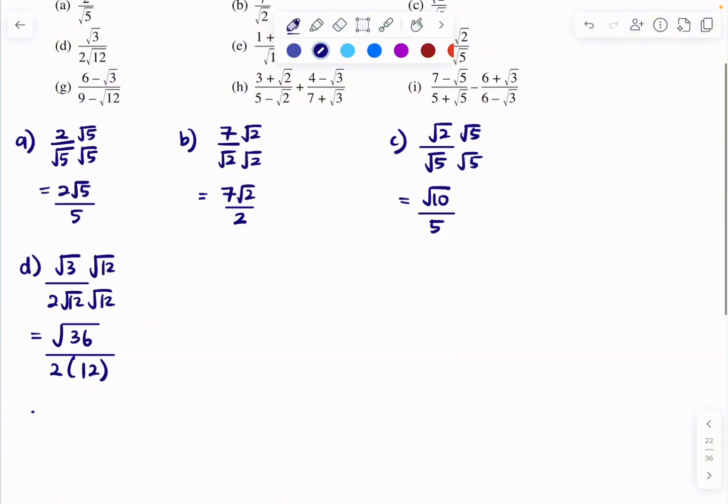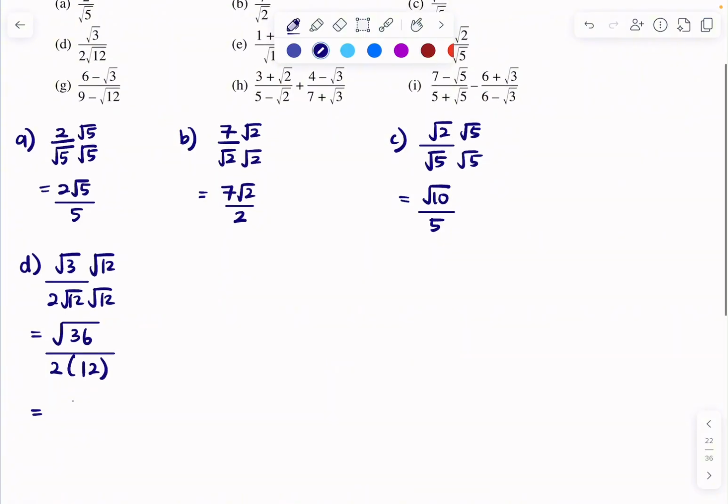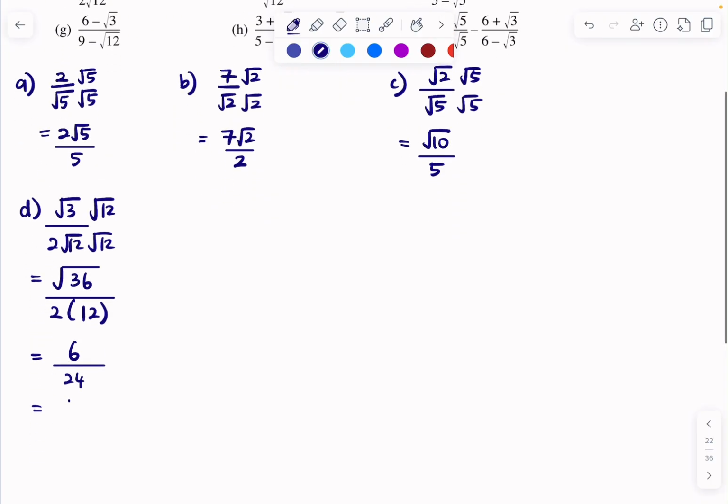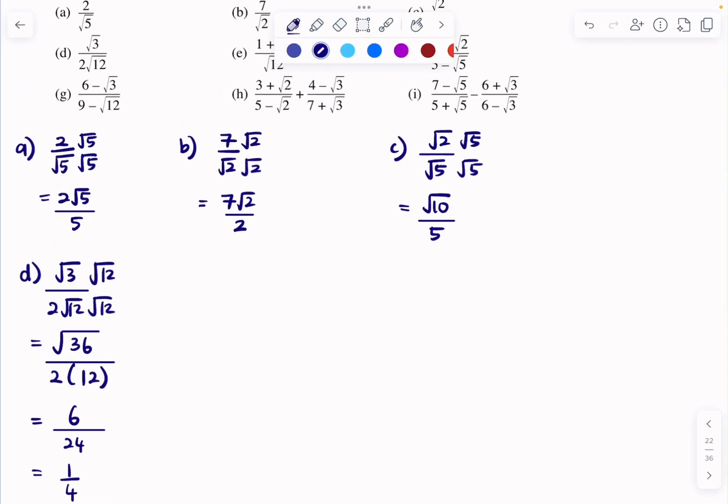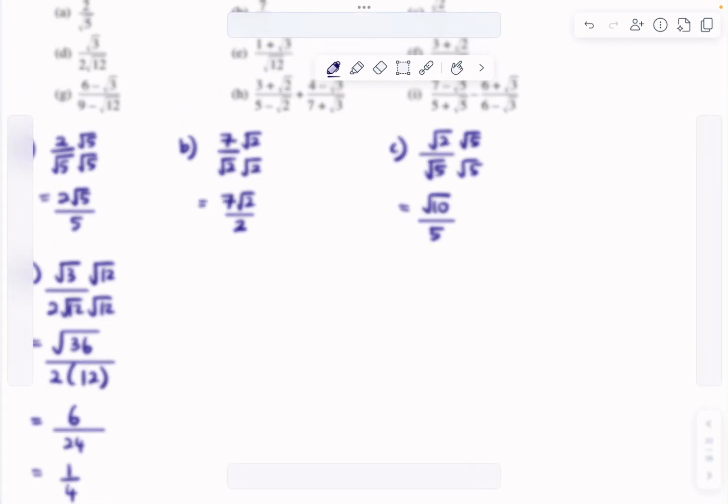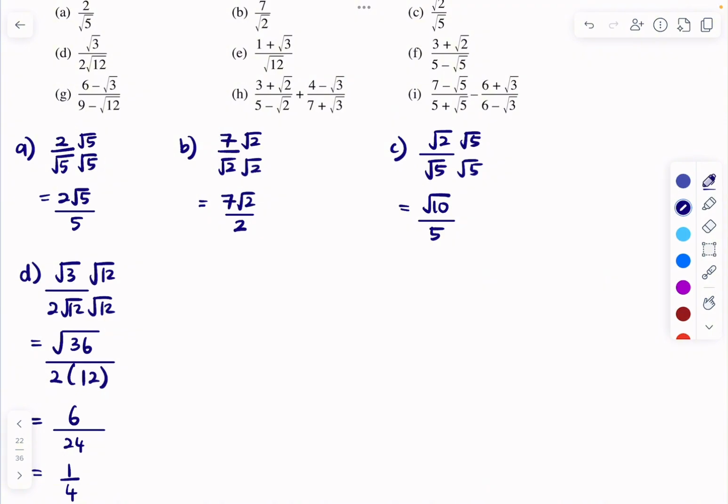So surd 36 is 6. And then 2 times 12 is 24. So 6 over 24 is 1 over 4. Done. Okay, let's look at E.